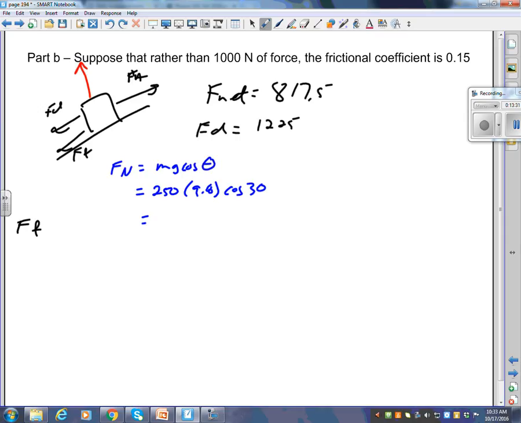I get 2121.8 newtons, but that's just the normal force. That's not the friction force, right? 2121.8.